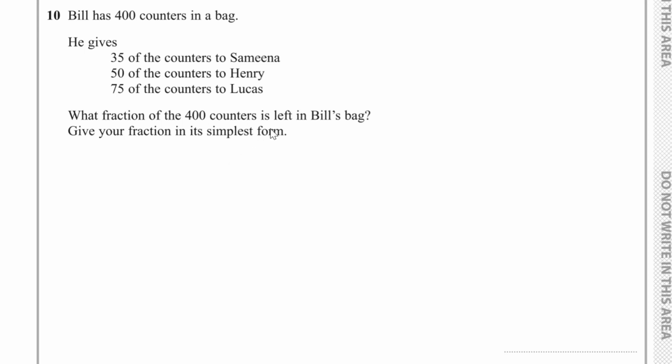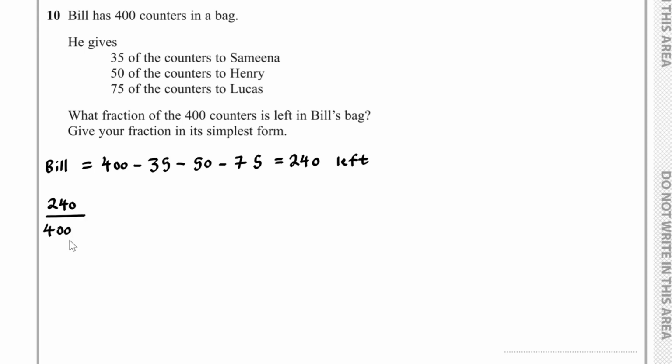Well, let's see how many counters Bill has left. If he has 400 to begin with, he gave 35 to Samina, he gave 50 to Henry, he gave 75 to Lucas, therefore he has 240 counters left in the bag. And we wish to express this 240 as a fraction of the original amount. So we have 240 divided by 400, which, if we simplify this, it turns out we get 3/5.